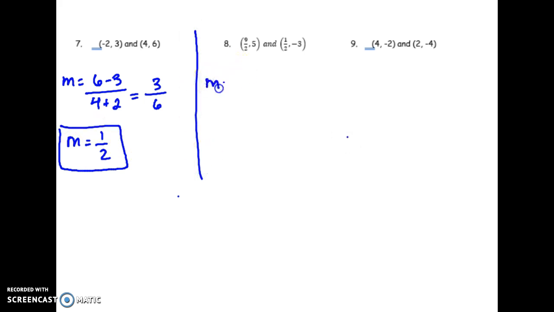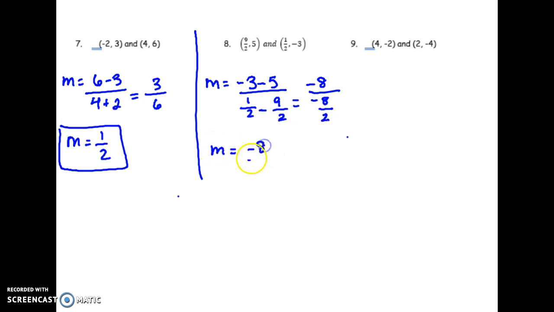Number 8, if we did the slope, we'd get negative 3 minus 5 divided by, here we've got a fraction, 1/2 minus 9/2. Well, the numerator is easy. Negative 3 minus 5 is negative 8. Here we've got the same denominator, so negative 1/2 minus 9/2 is actually negative 8/2. When we simplify this slope, we end up with negative 8 divided by negative 4, and we're going to get a positive 2. So our slope for number 8 is 2.